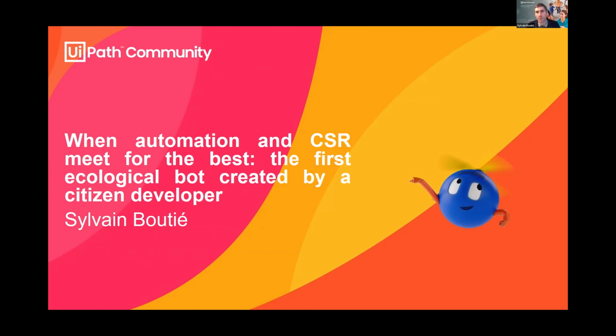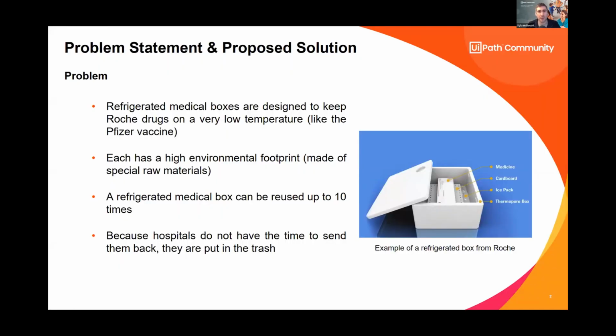So before I show you the automation and the use case, I need to give you a little bit of context. Roche is a healthcare company, so they manufacture some drugs. And you all know since COVID-19 that some of the drugs need to be kept at a very low temperature in order to remain effective.